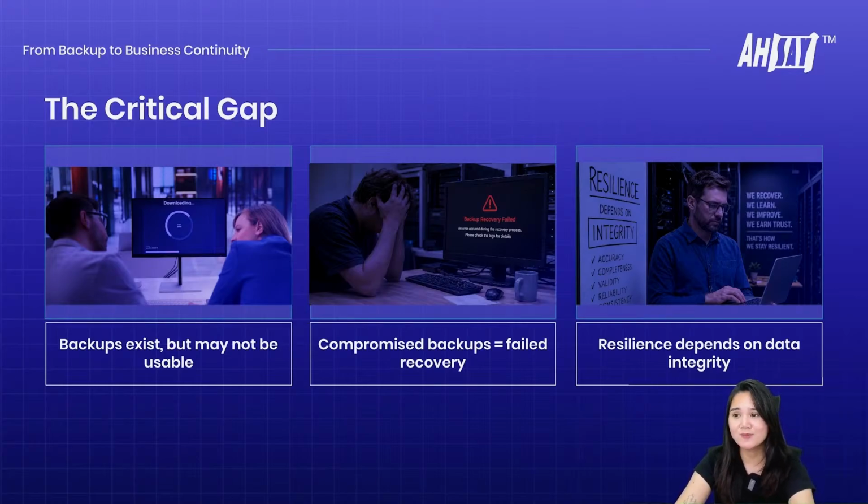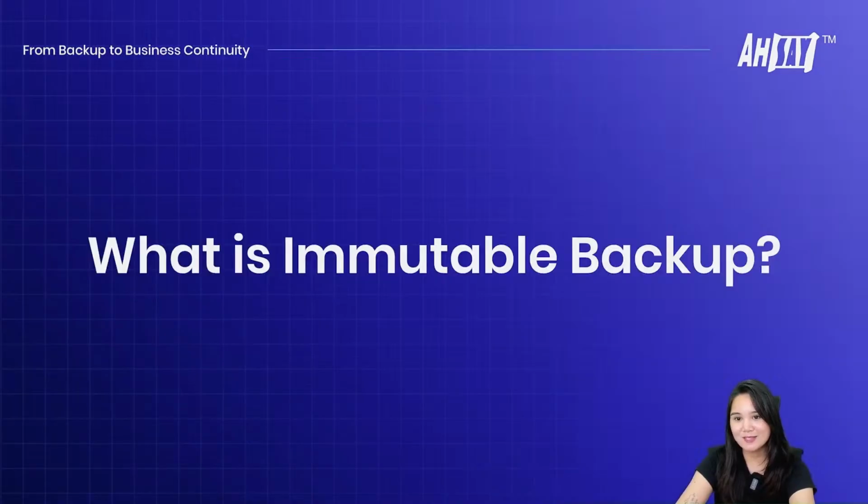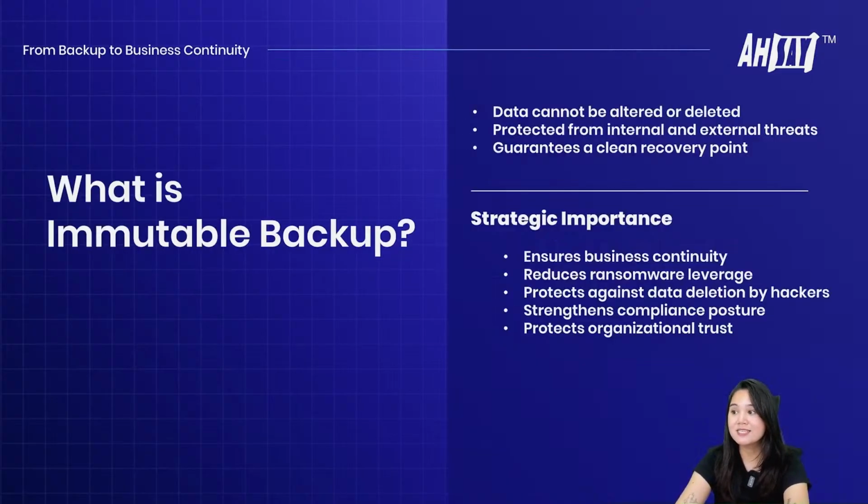So the question becomes, how do we close it? The answer is a shift from simple storage to immutability. An immutable backup is essentially locked data. Once written, it cannot be changed, deleted, or encrypted, even by administrators, for a defined period. So that creates a hard line of defense. Whether it's ransomware or hackers, your backup remains untouched and recoverable. And that's the real advantage. You're guaranteed a clean recovery point even after a major incident.